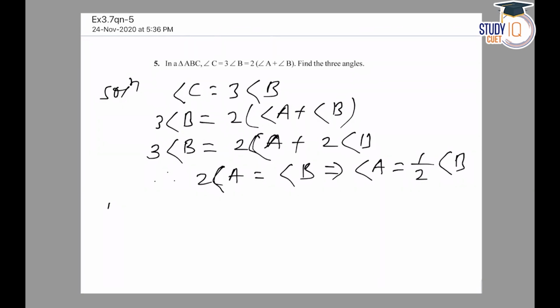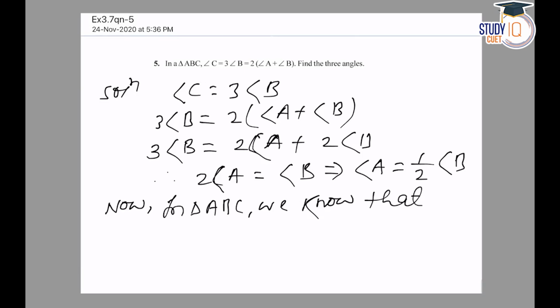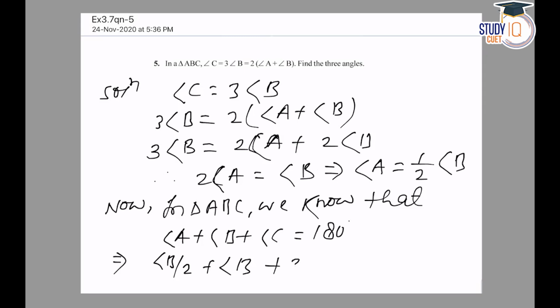Now in triangle ABC, we know that the sum of the three interior angles is 180 degrees. Hence angle A plus angle B plus angle C equals 180 degrees. Now angle A is angle B by 2, plus angle B, plus angle C, which is thrice angle B. So this sum is 180 degrees.